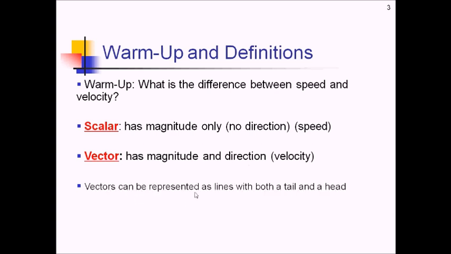Now vectors can be represented a few ways. One way is with lines that have a tail and a head. So here is one possible vector. We've got a head here with the arrow, and the tail is the part that doesn't have the arrow.